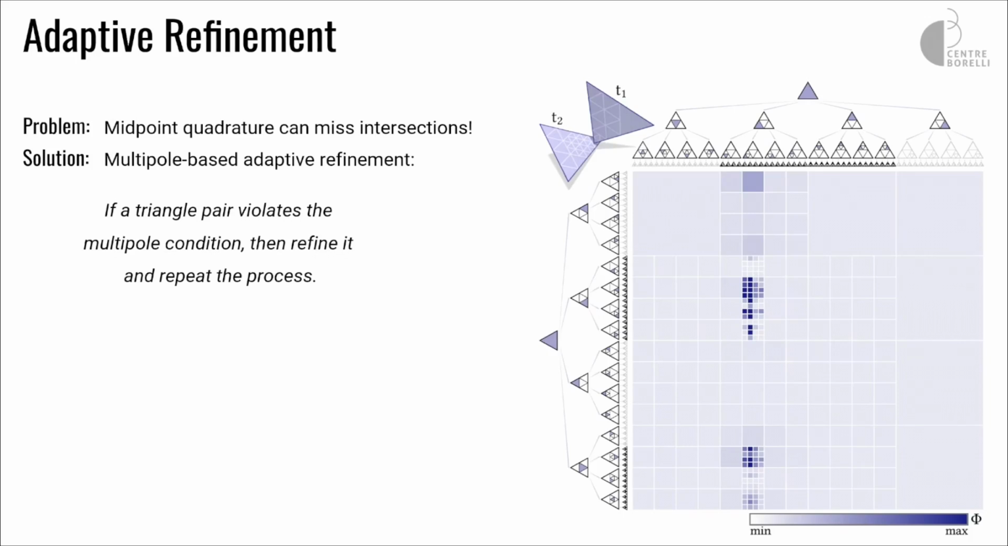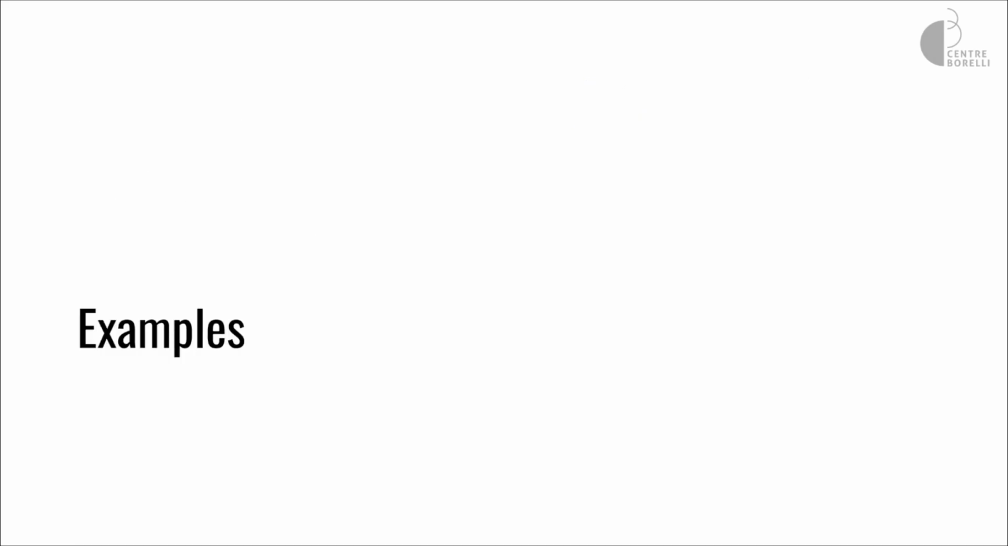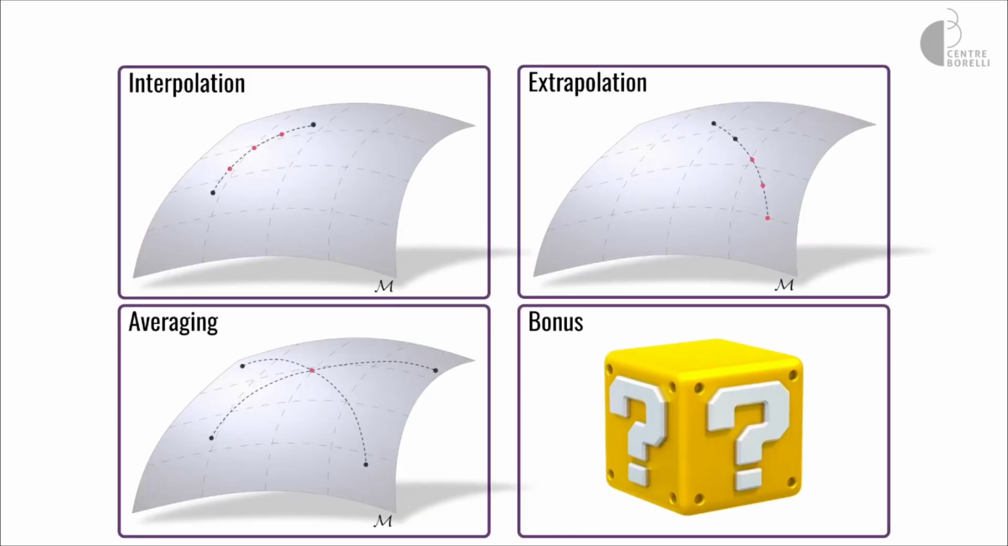With this, you have all the tools now to finally look at some nice images and some nice examples that you can create with this method. We will see 4 categories of examples. We will see interpolation, which is what I've told you about all the time. We'll also talk about extrapolation, where I actually haven't shown you how to completely do this, but we can build it on top of this. Then we'll see an averaging example.